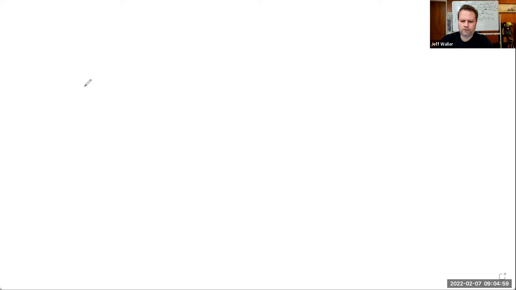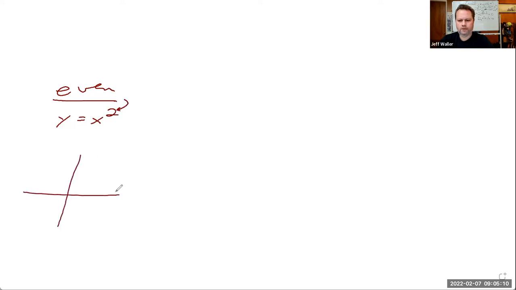Okay, so even symmetry. The basic example I always remember is x squared. It's got an even power, right? And the graph looks more like a parabola.